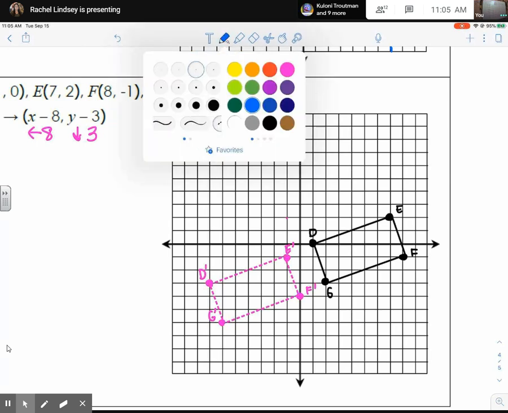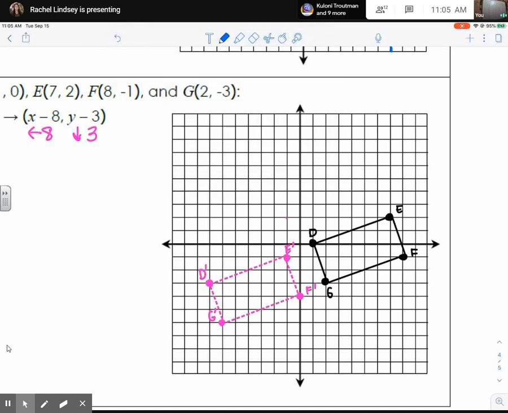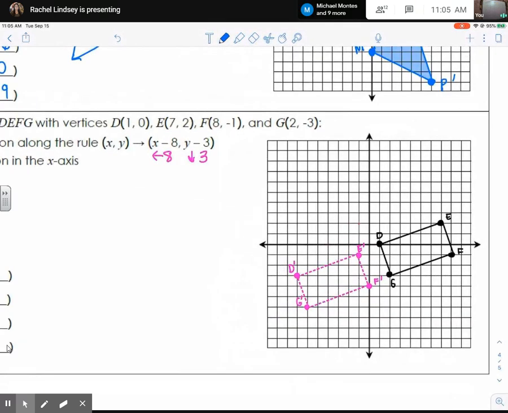Okay, so there's my first transformation. Then I'm gonna reflect in the x-axis, which means I'm just gonna flip it up over the x-axis. And I'm gonna do that by counting. D prime is 3 below, new D prime is 3 above. D prime 6 below, new D prime is 6 above. E prime is 1 below, new E prime is 1 above. And F prime is 4 below, so new F prime is 4 above.